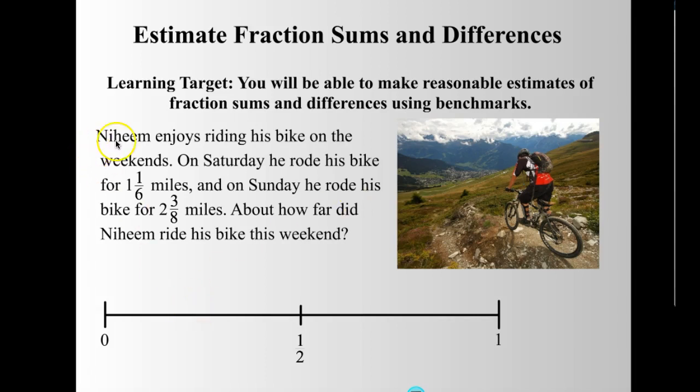Let's look at our first word problem. Naheem enjoys riding his bike on the weekends. On Saturday, he rode his bike for 1 1/6 miles, and on Sunday, he rode his bike for 2 3/8 miles. About how far did Naheem ride his bike this weekend?